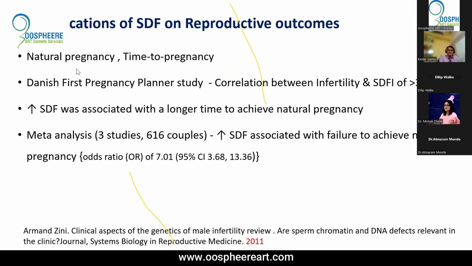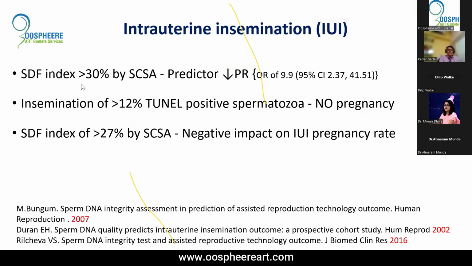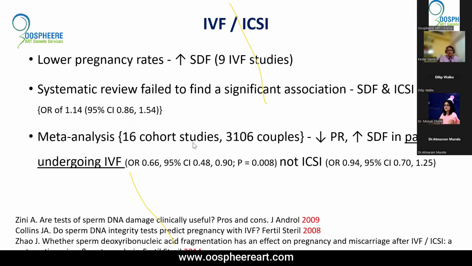So what does it indicate? The time required for natural pregnancy, they found, is more, and a meta-analysis shows failure to achieve natural pregnancy if the DNA fragmentation is more than 30. Again, DNA fragmentation more than 30 means decreased pregnancy rate and negative results with IUI. That's why in male infertility, IUI does not give very good results. A systemic review failed to show a significant association between sperm DNA fragmentation and ICSI. I will talk about it a little later, but it shows decreased pregnancy outcome and pregnancy rate.